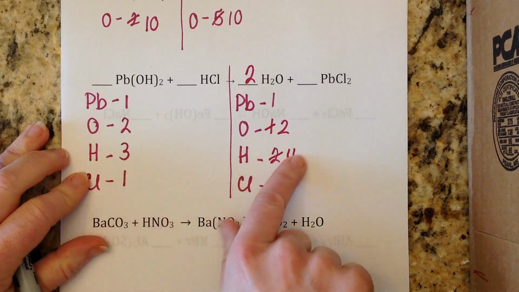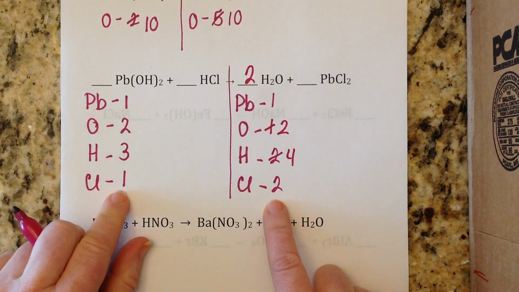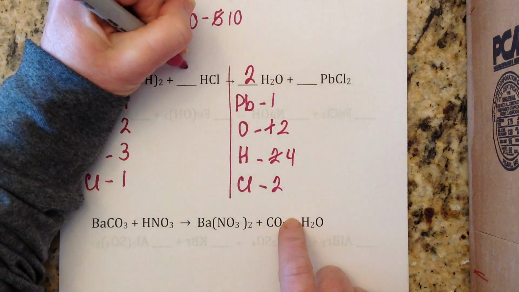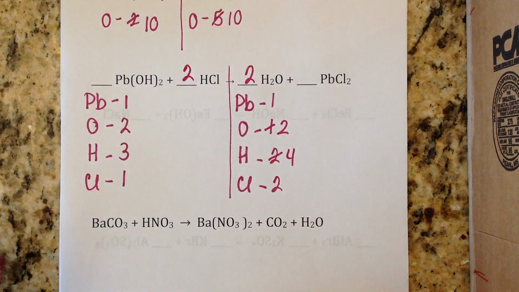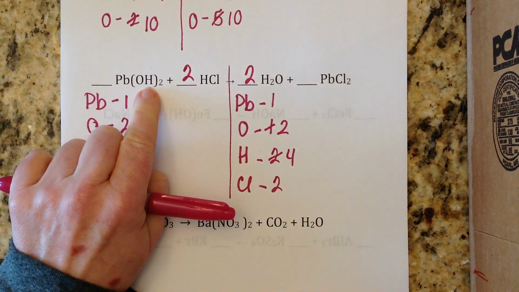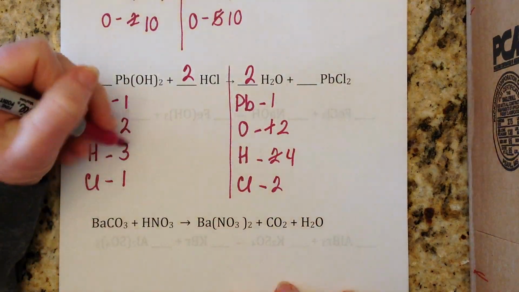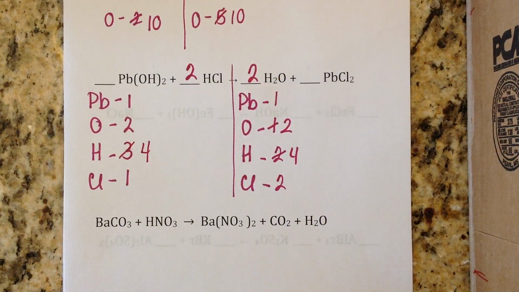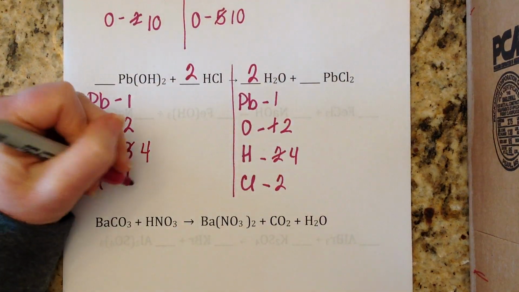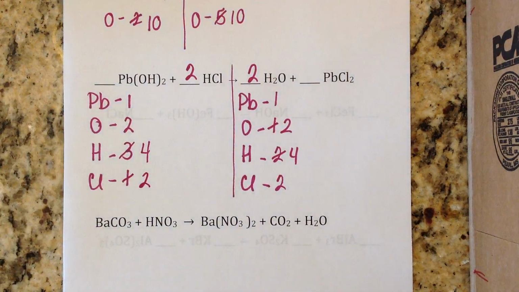Still don't want to touch these oxygens, so I'm going to go down here and see what I can do with the chlorines. I've got 2 here. I know I want 2 on this side, so let's put a 2 here. 2 times 1 is 2 hydrogens, plus you have 2 more here. 2 plus 2 is 4. Look at that. You just fixed hydrogens. Thank goodness. Now you're not going to have to worry about it. And 2 times 1 is 2 chlorines. And look at you. You finished it. Not nearly as bad as we thought it was going to be.